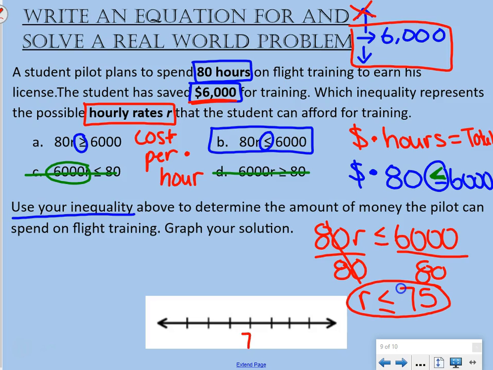$75. So to graph that, we're going to put 75 in the middle, 76 on the right, 74 on the left. It's less than or equal to, which means closed circle. That line underneath means it's closed. Then we're less than, so we want to shade in the direction of the smaller number, which is 74. And there we have it.